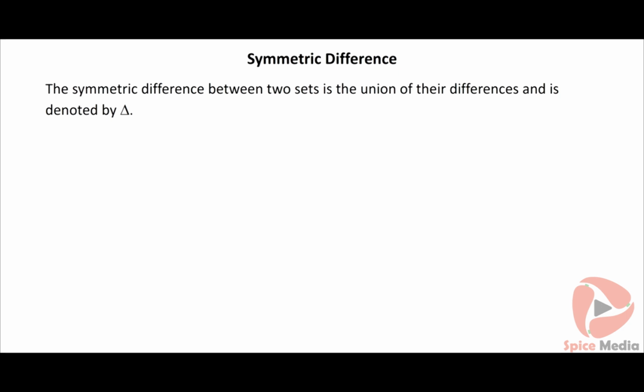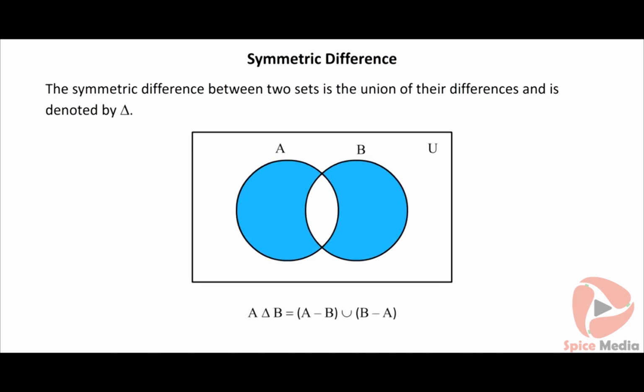Here is what we mean by symmetric difference. The symmetric difference between two sets is the union of their differences and is denoted by delta. Thus, A delta B is equal to A difference B union B difference A.